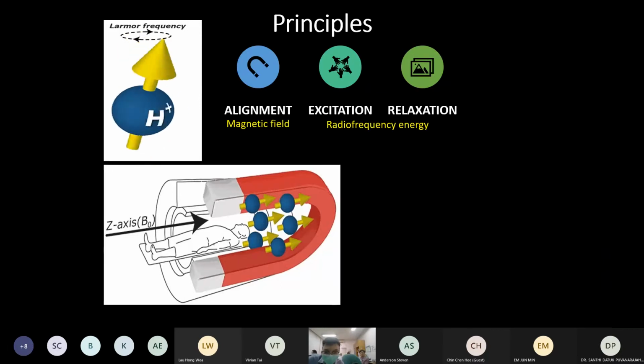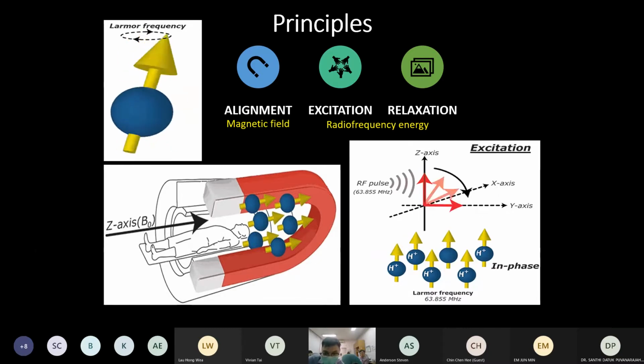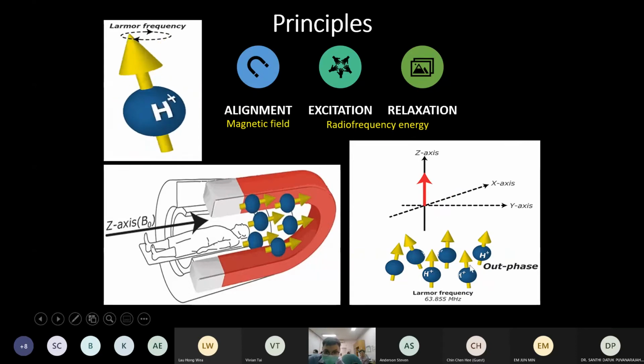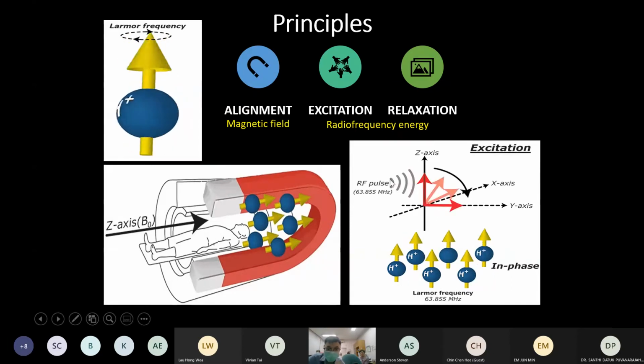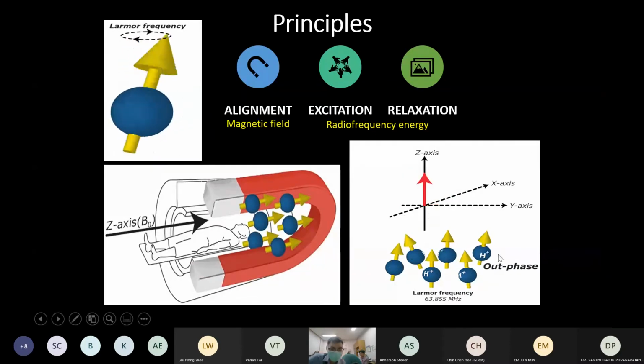As you can see here, our atom is initially out of phase. We just wait for a while for the photo to move. So initially it's out of phase. Then we give radio frequency energy. Then you will change the axis of the atom, and then they will be in phase. So this is what we call excitation.